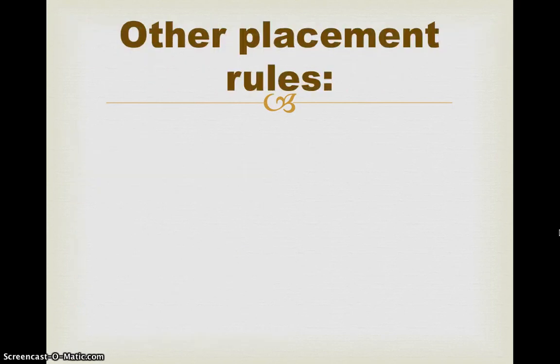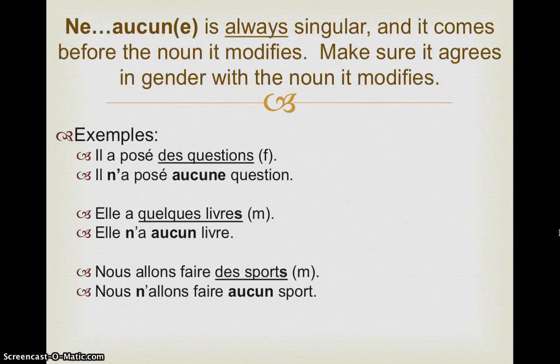All right, moving on. Let's look at some other placement rules because as we found out, there's always things that are slightly different. Ne and aucun, or aucune, is always singular, and it comes before the noun that it modifies. So you have to make sure that it agrees in gender with the noun it modifies. So if it's masculine, it's aucun. If it's feminine, you add the e, so it's aucune.